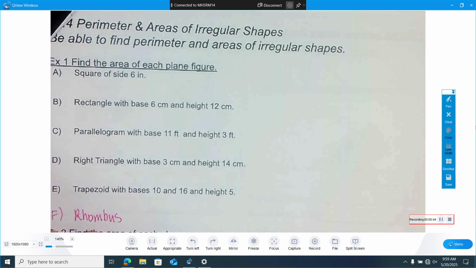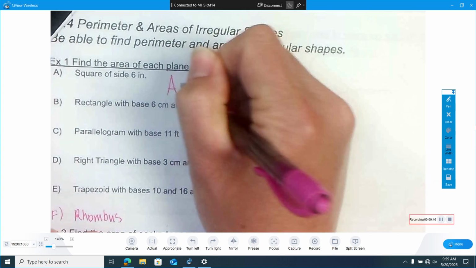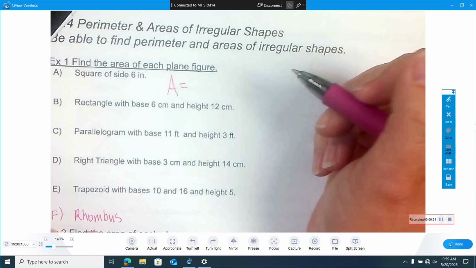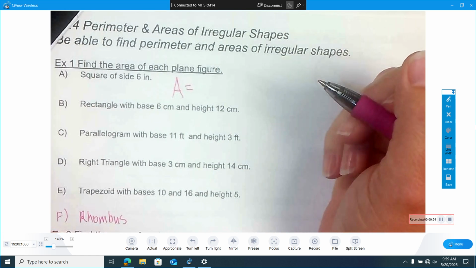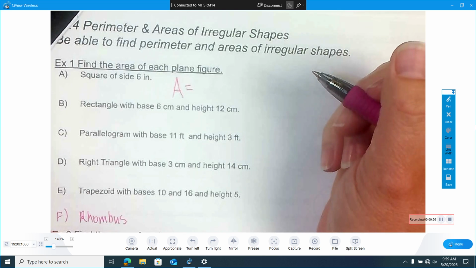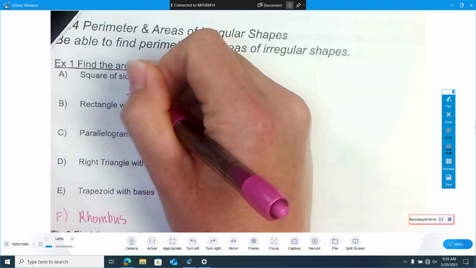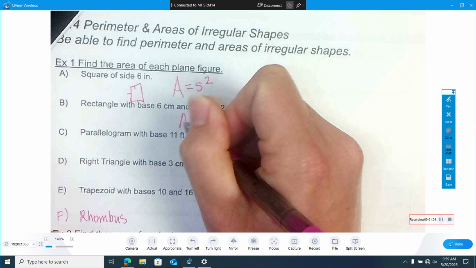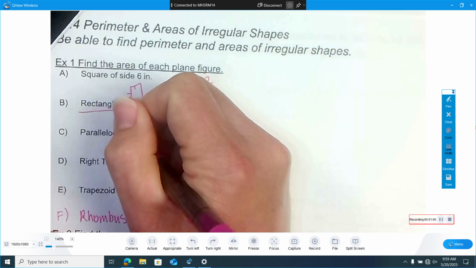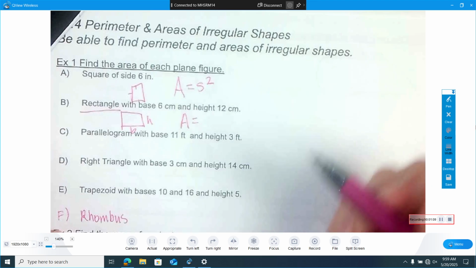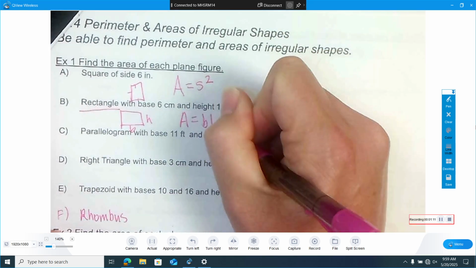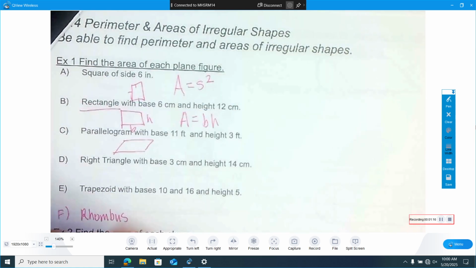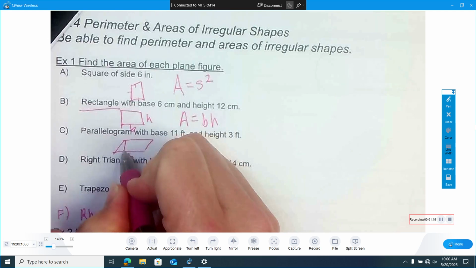All right. What is the area of a square? Side squared. Area of a rectangle, with a base and a height: base times height. Parallelogram, again, has a base and a perpendicular height.